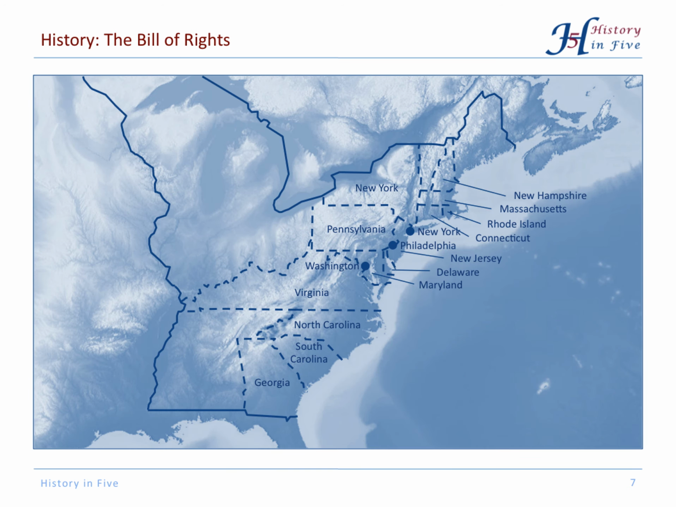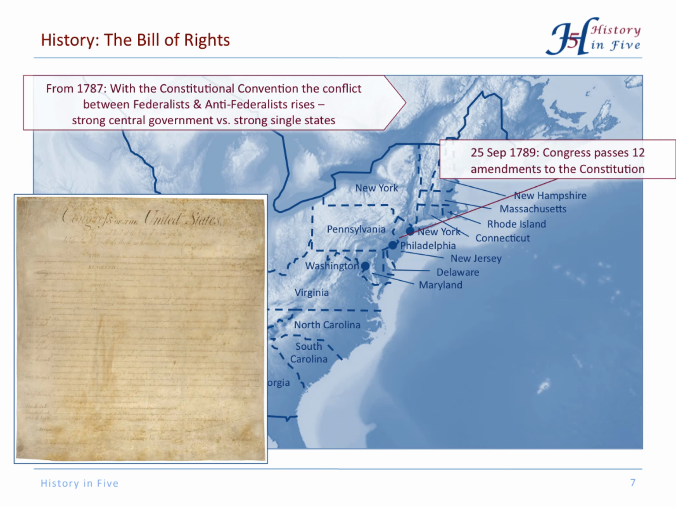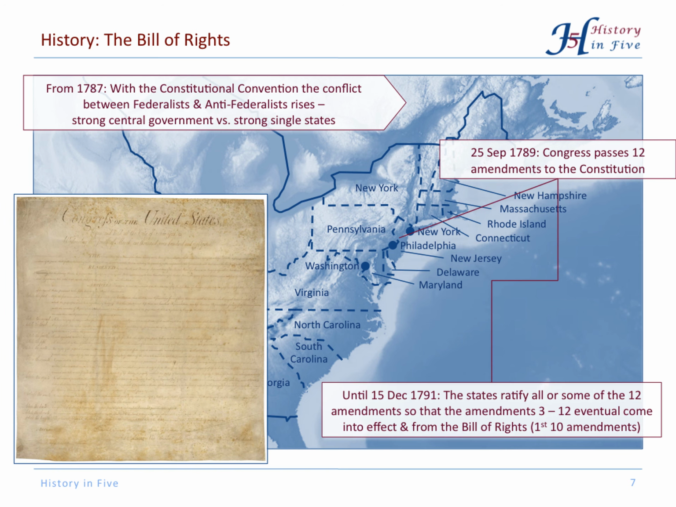With this Constitution, actually earlier with the Constitutional Convention, we have the conflict of federalists and anti-federalists. Some want a strong central government, some a strong single state. And then as a compromise, the Congress passed 12 amendments to the Constitution. 10 of these were ratified by the states. And these first 10 amendments to the Constitution are called Bill of Rights.